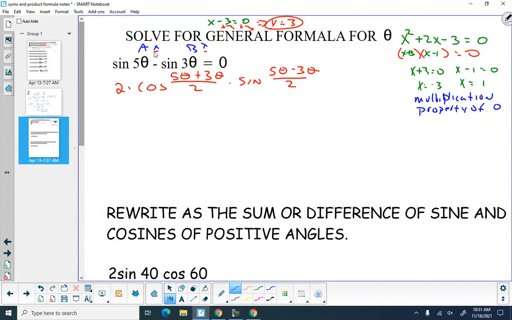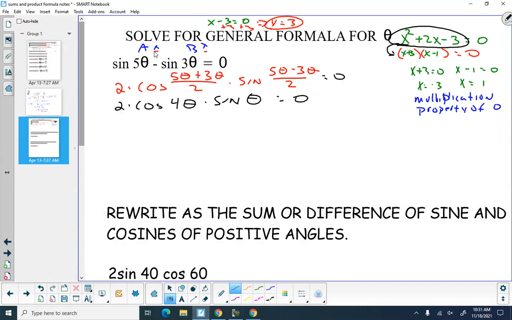But the most important thing we have just done is taken it out of addition and subtraction and moved it into multiplication. Now we're multiplying a bunch of things together. Well, I got addition in there, Mr. Gregory? Yeah, we do. But can we find what 5 theta plus 3 theta is? 8 theta. Divide that by 2? 4 theta. So this is 2 times the cosine of 4 theta times the sine of 5 theta minus 3 theta, 2 theta divided by 2, so we have the sine of theta. This is equal to 0.